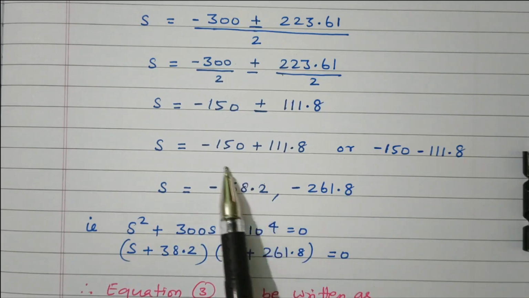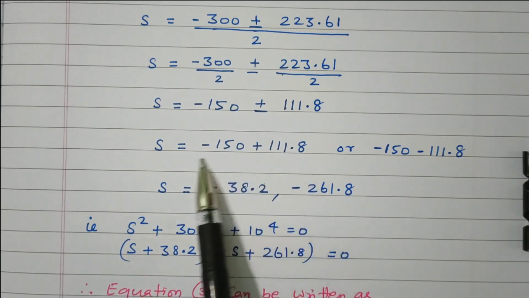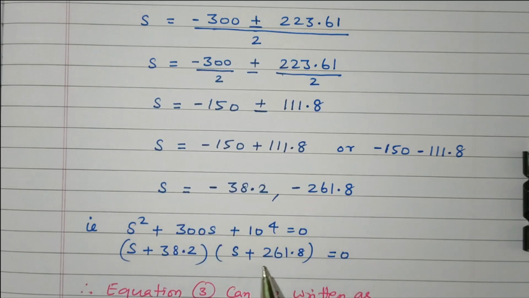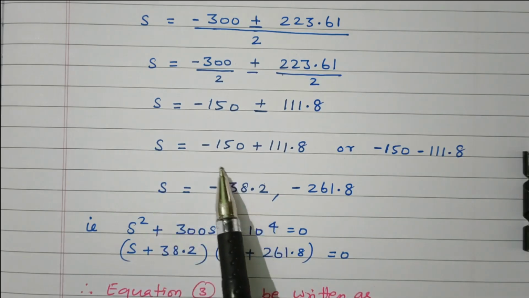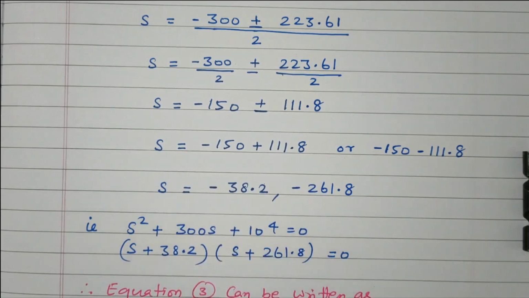So we'll bring this term to this side: S plus 38.2 equal to 0. Similarly, bring this term to this side: S plus 261.8 equal to 0. Now this quadratic equation is written in another form with the two different roots. While writing the root, we need to bring this term to this side, similarly this side, so it becomes plus. Now we got this simplified form.